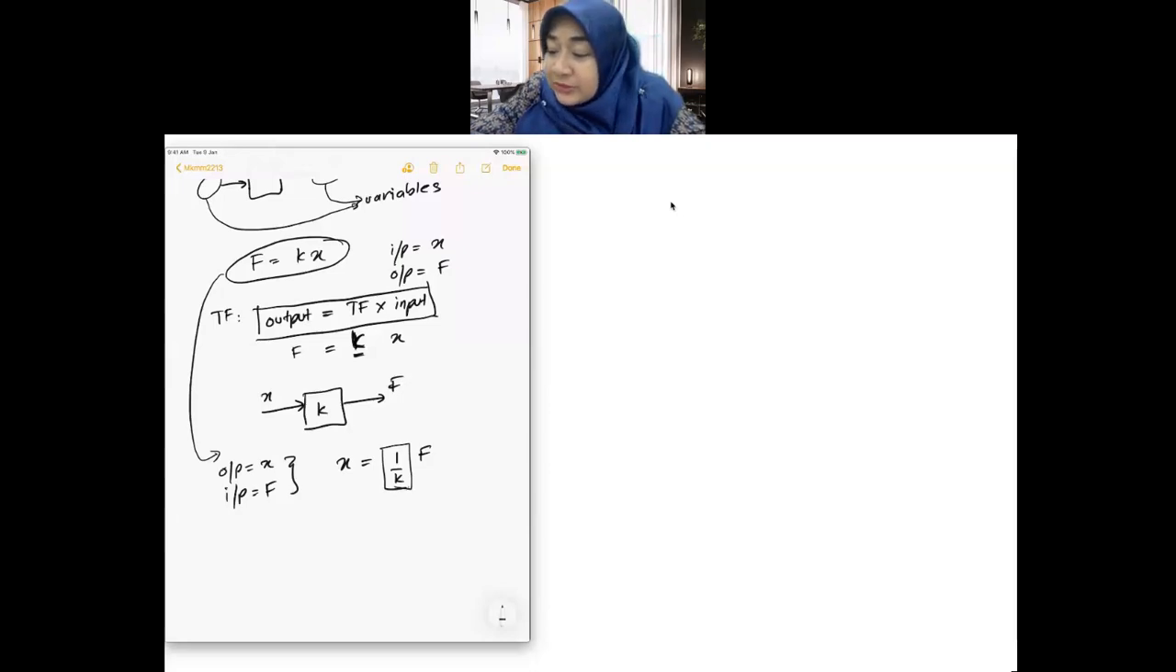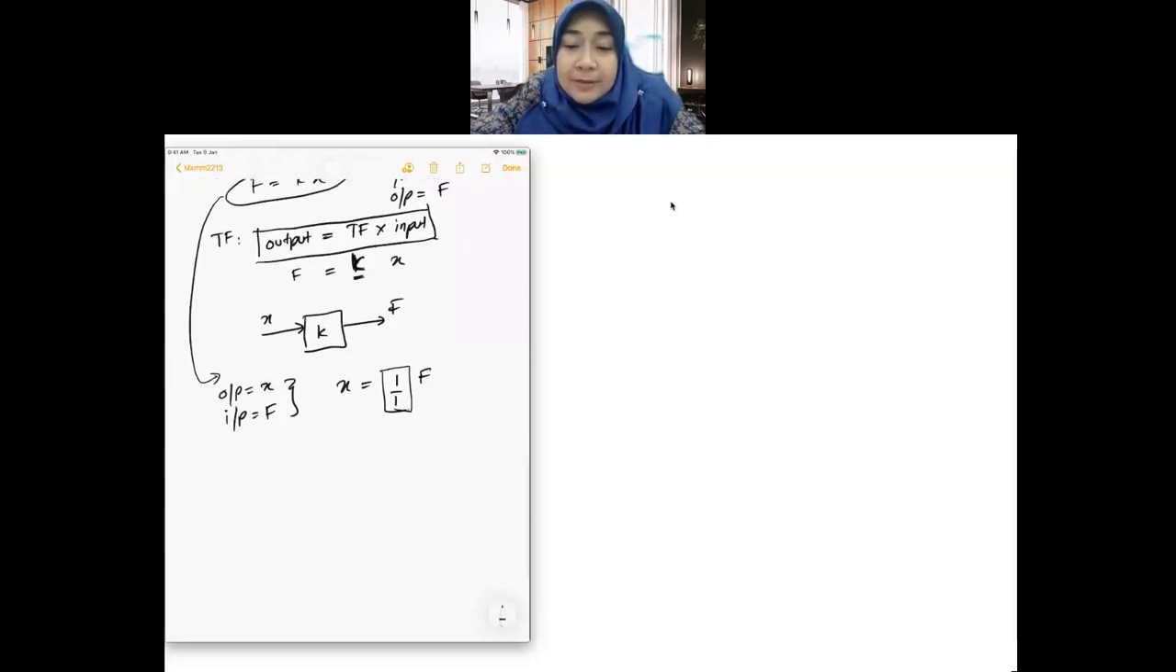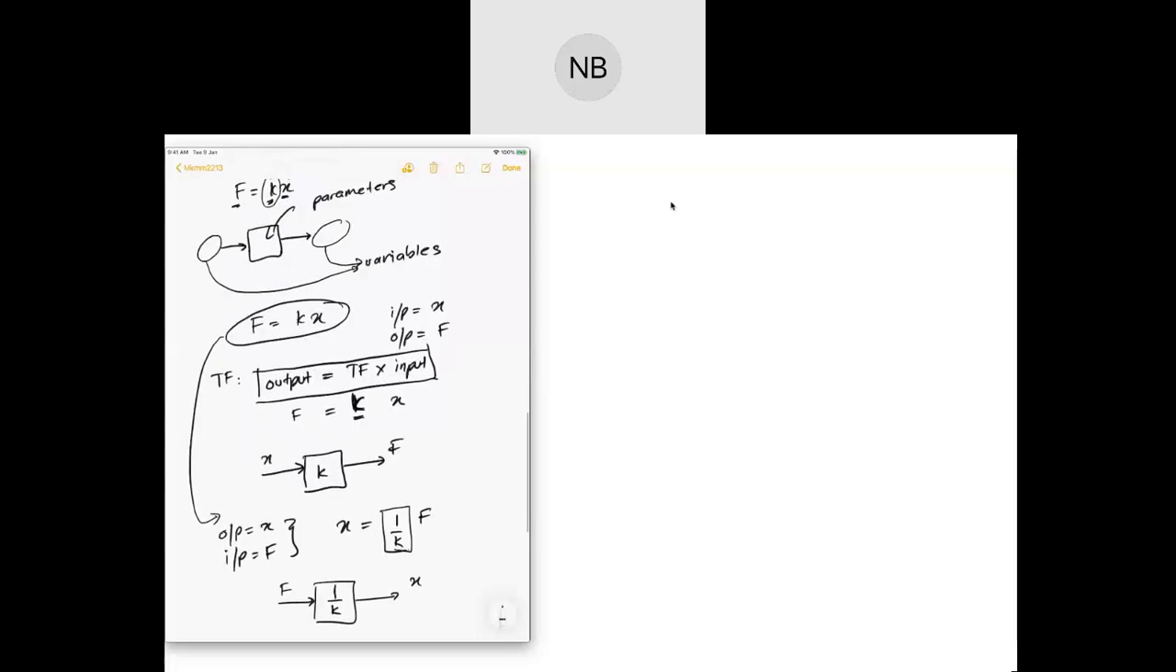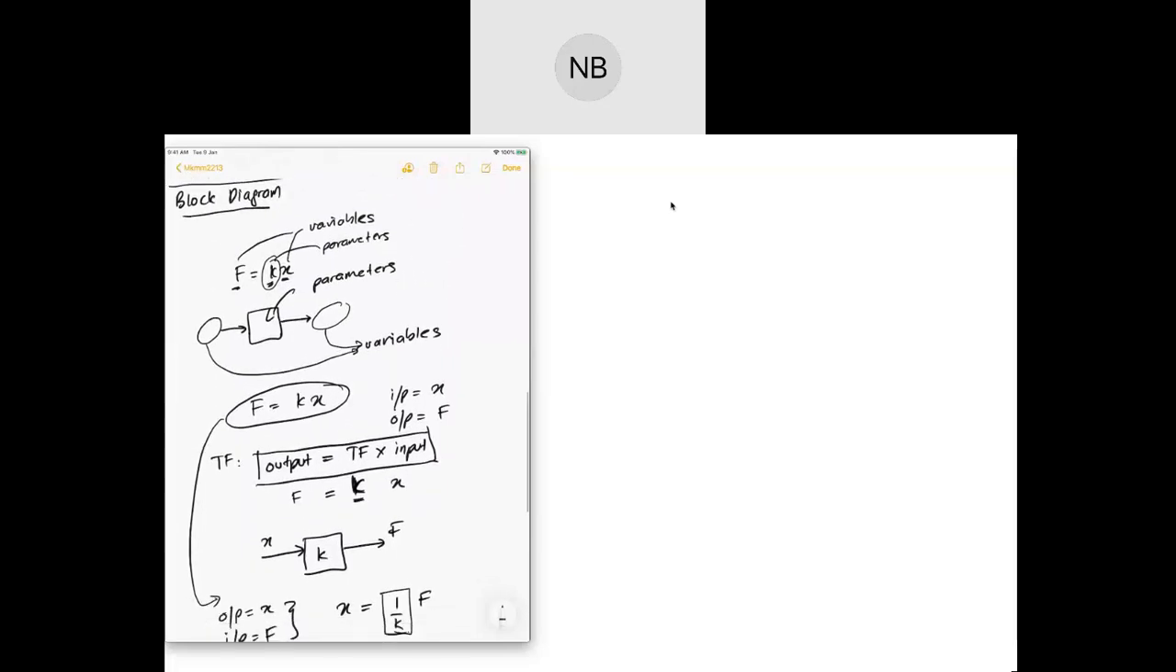You just rearrange it so that it follows the equation of your transfer function. This is just a recap for those who don't remember, but you need to do a little bit of your own revision if you don't remember this. So in this case, input will be f, sorry, this is k, I forgot to write just now. Input will be f, the output will be x, and the transfer function will be 1 over k. So this is the basic of how to draw your block diagram.